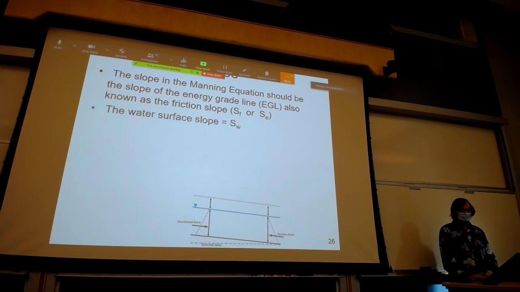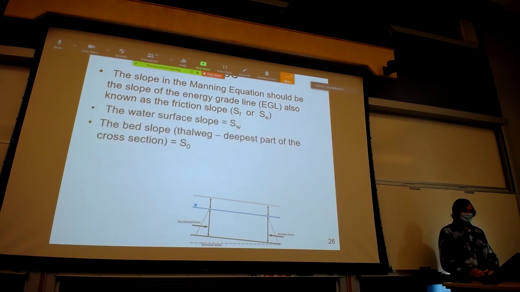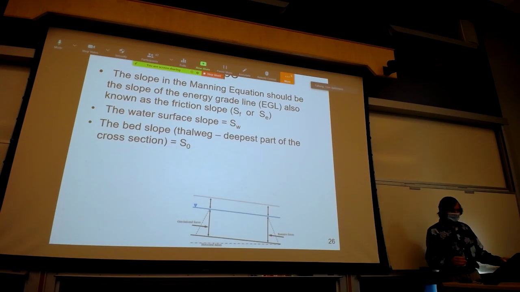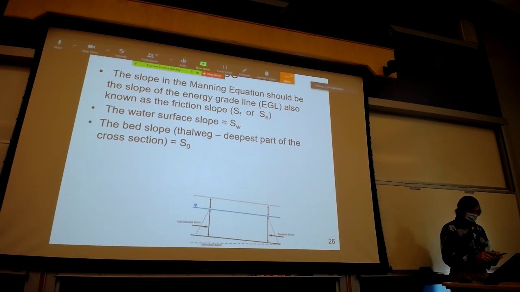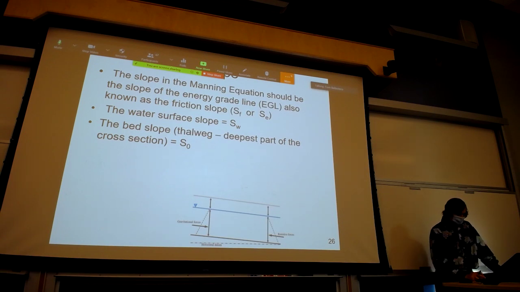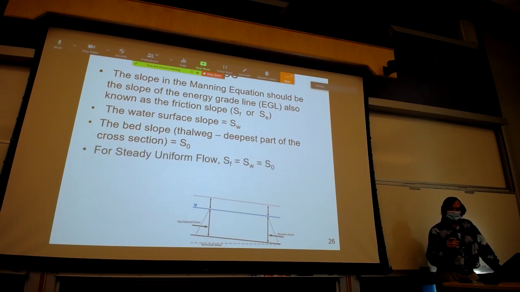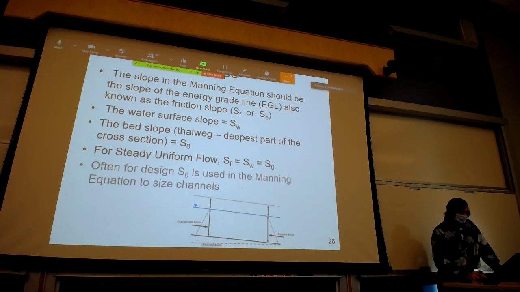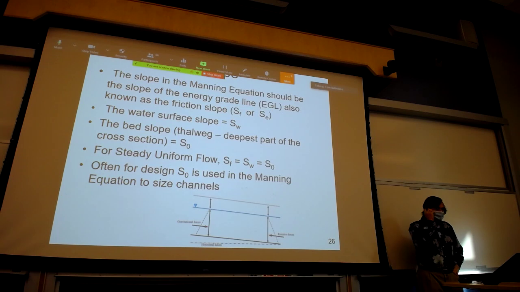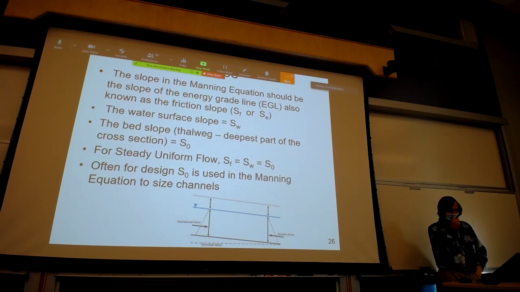The water surface slope we can call SW, and the bed slope we can call S0. And the figure on this page is the steady uniform flow figure, where those three slopes are parallel. So for steady uniform flow, those three slopes are the same. And again, in design, very often what we will do is put the energy slope in the Manning equation by substituting in the bed slope for design.